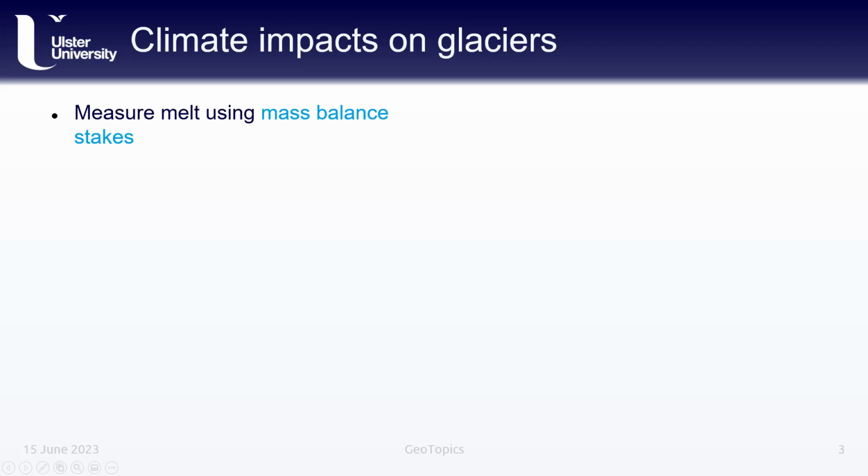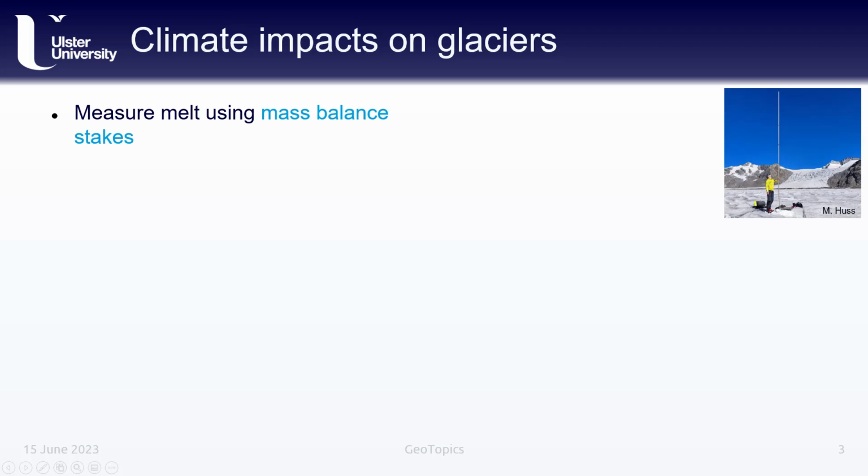So these are just big metal poles that we drill down into the glacier, we let them freeze in, we come back later and we see what the height of that pole is above the surface of the glacier, and that tells us how much has melted away. It looks kind of like this.